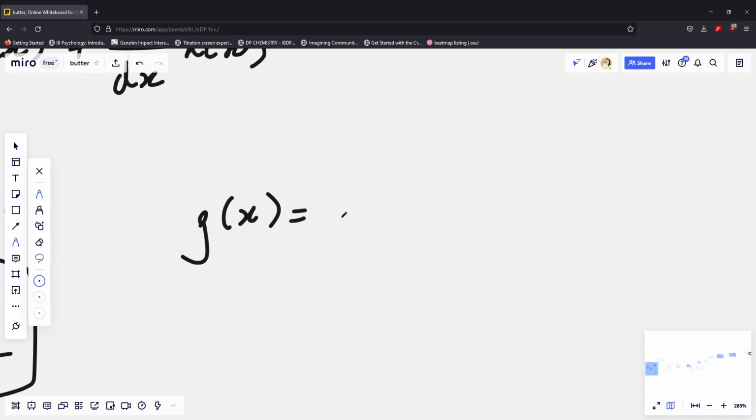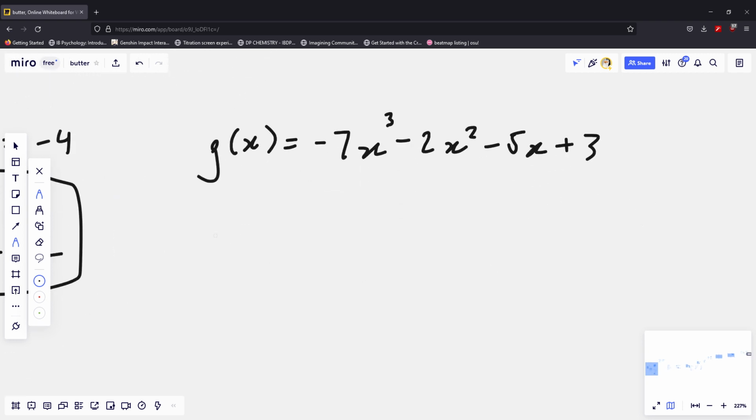So let's say g of x is going to be equal to negative 7x cubed minus 2x squared minus 5x plus 3. Alright? Now, let's use prime notation for this one. What's g prime of x?